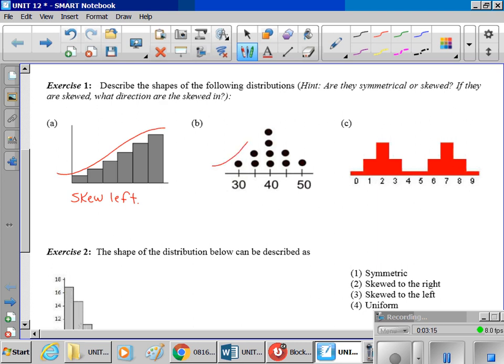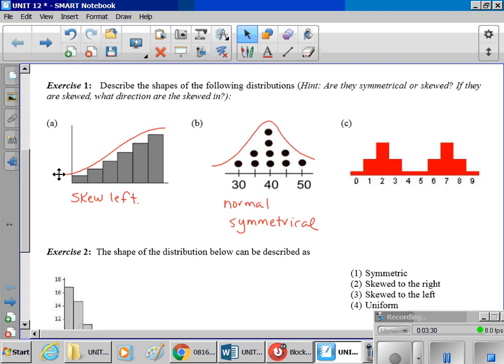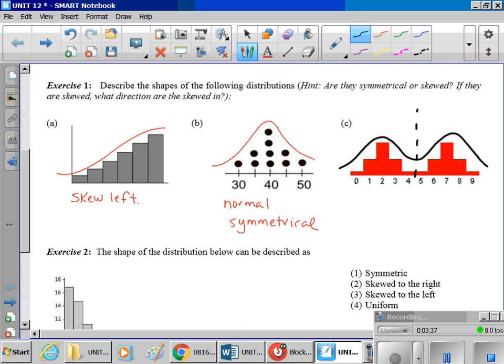This is a beautiful representation of a normal bell curve, or we'll say this is symmetrical. And this one, even though it's not a normal curve, is most definitely symmetrical, right? If you look at it, it is symmetrical. Not considered a normal curve, but that's okay. We're just talking about whether something is skewed or symmetrical right now.